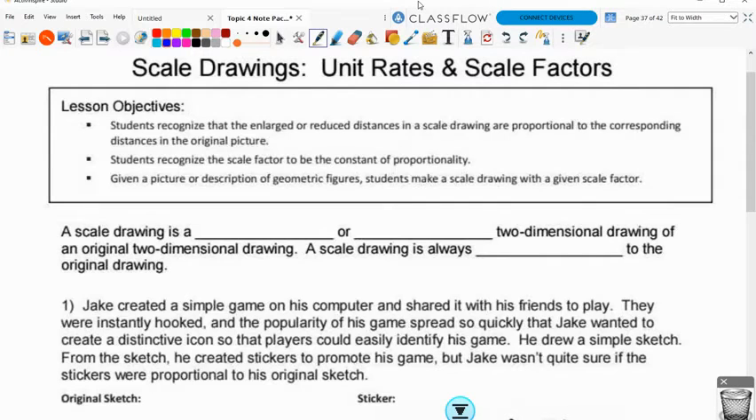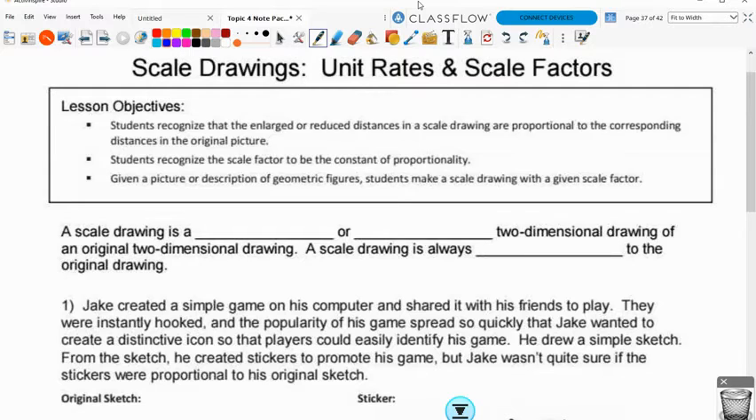In our lesson today, we're going to investigate scale drawings. We're first going to discuss what a scale drawing is, and then we're going to look at the ways that we can recognize a scale drawing. So, underneath the box, we're going to define a scale drawing.